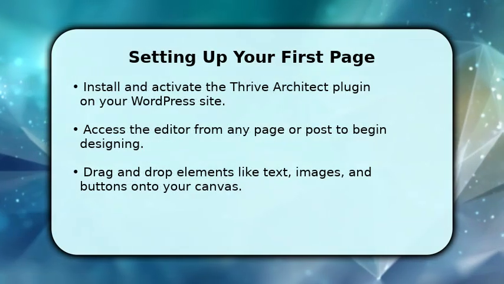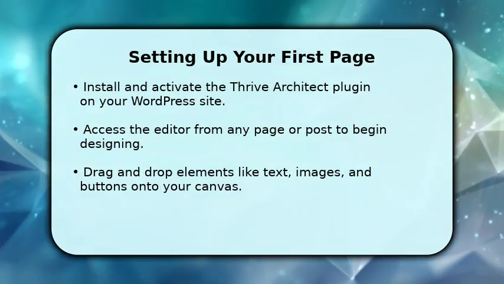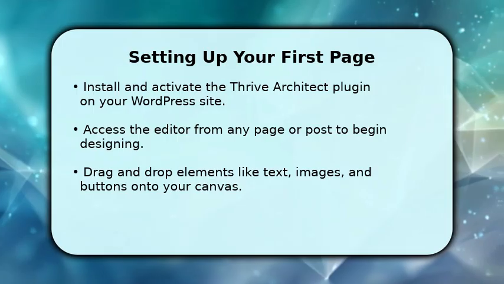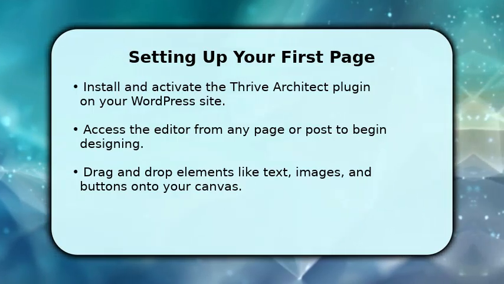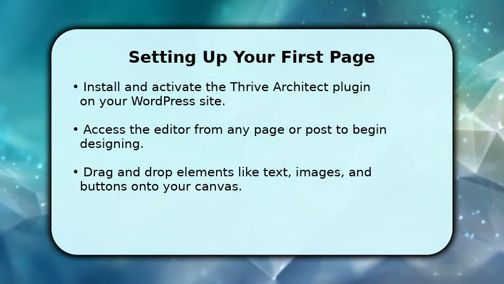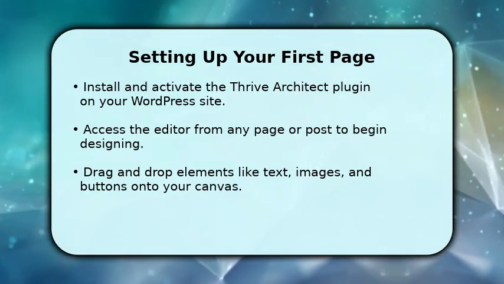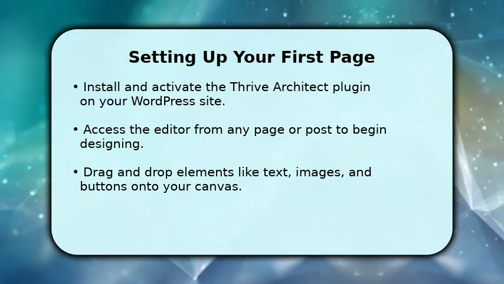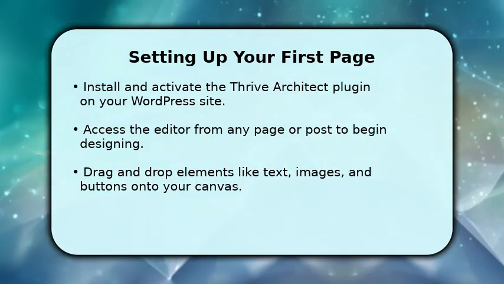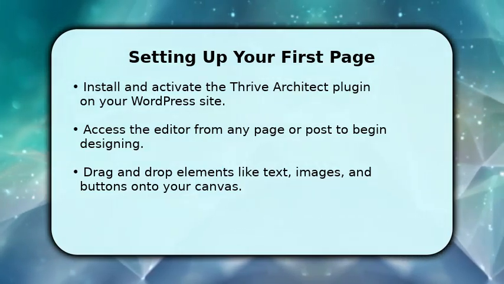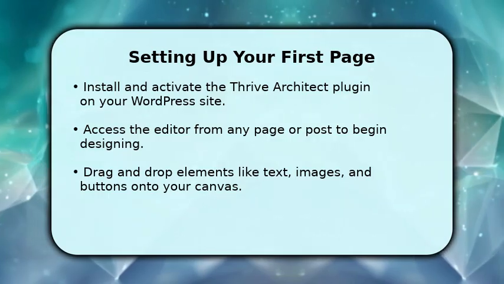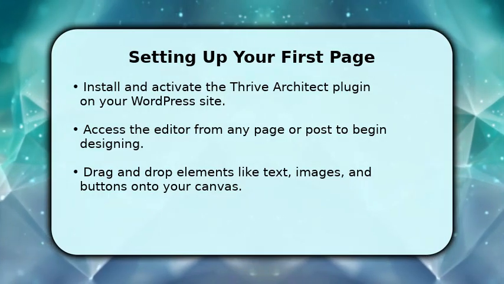To get started, first install and activate the Thrive Architect plugin on your WordPress dashboard. Once active, navigate to any page or post and click Launch Thrive Architect to open the editor. You'll find a wide array of elements on the right sidebar, ready for you to drag and drop onto your page. This intuitive interface makes building your first page straightforward and enjoyable, even for beginners.